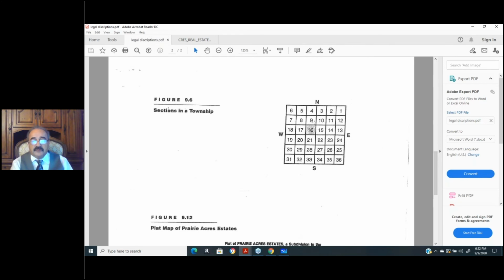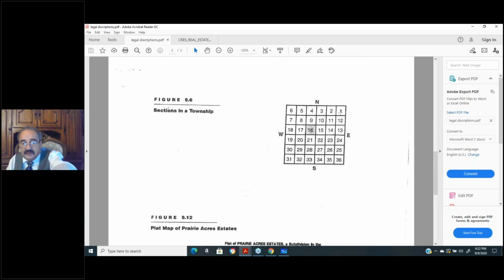Right here, this is a section. Remember how I told you the numbering system? It's a snake-like numbering system. Number 1's always in the northeast corner. 36 is in the southeast corner. And I showed you how to figure out the numbers. I don't remember if I told you.